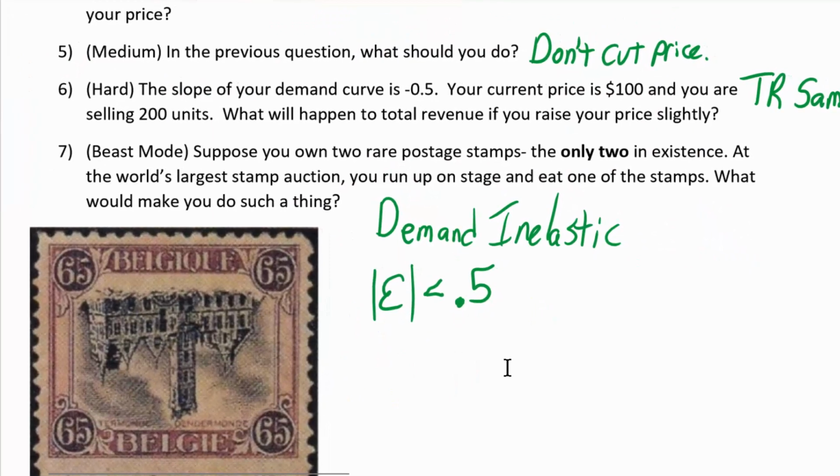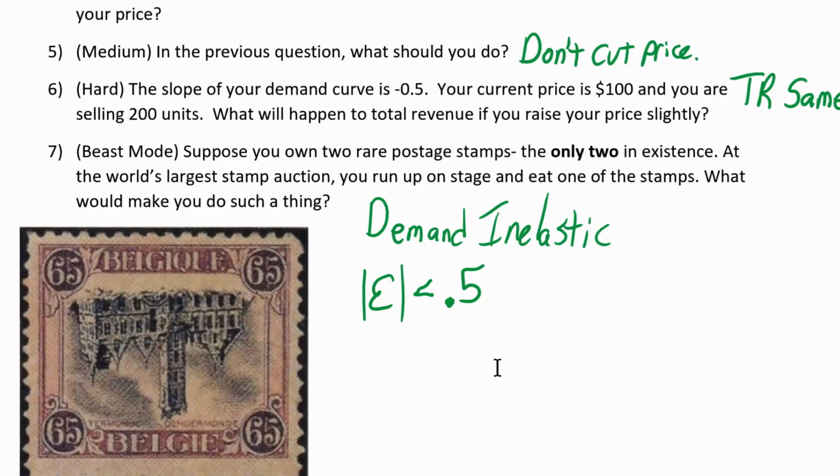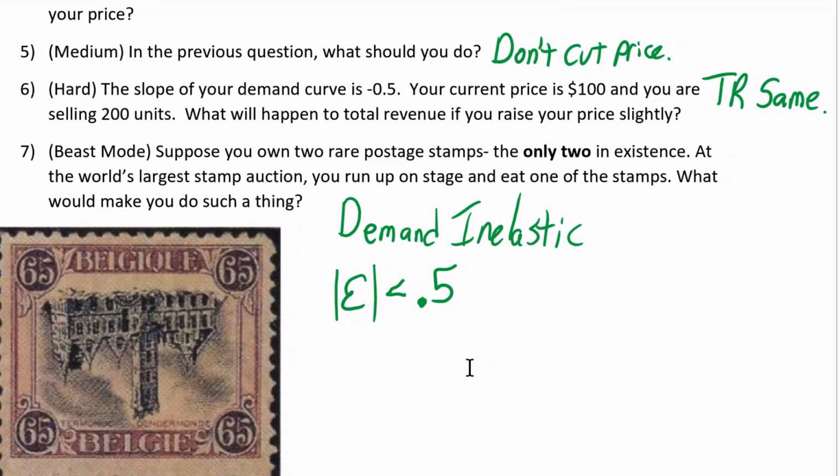All right, question number 6. The slope of your demand curve is minus 0.5. Your current price is $100, and you are selling 200 units. What will happen to your total revenue if you raise your price slightly?